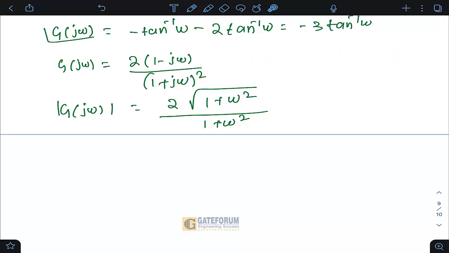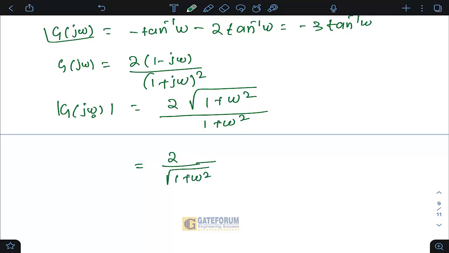So this is equal to how much? If I simplify it further, I get this as 2 by 1 plus omega square. Yeah, 2 by 1 plus omega square. This is what it is.